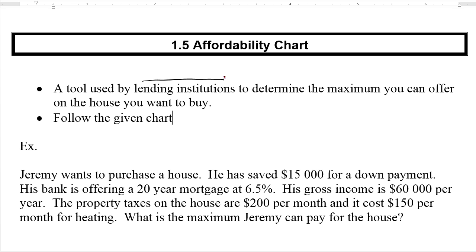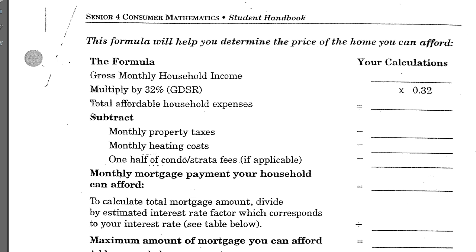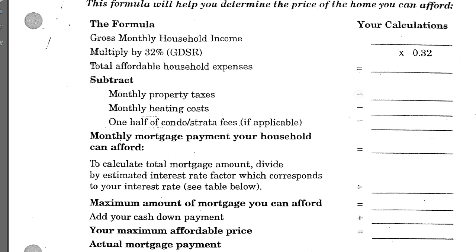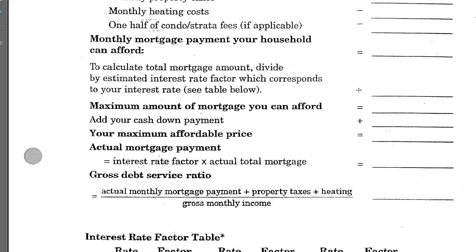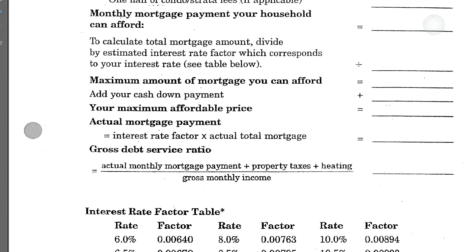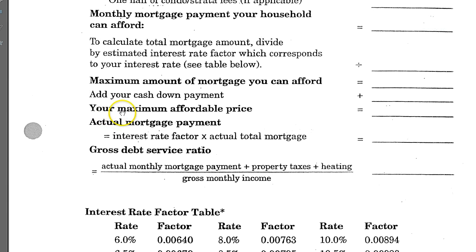So we're going to use the following chart. If you flip to the next page in your booklet, you should come across the affordability chart. It takes you through the process of looking at what you can actually pay for this house. What we're looking for is this part right here, the maximum affordable price. We're not really going to worry about the actual mortgage or the gross debt service ratio. We've already looked at that.